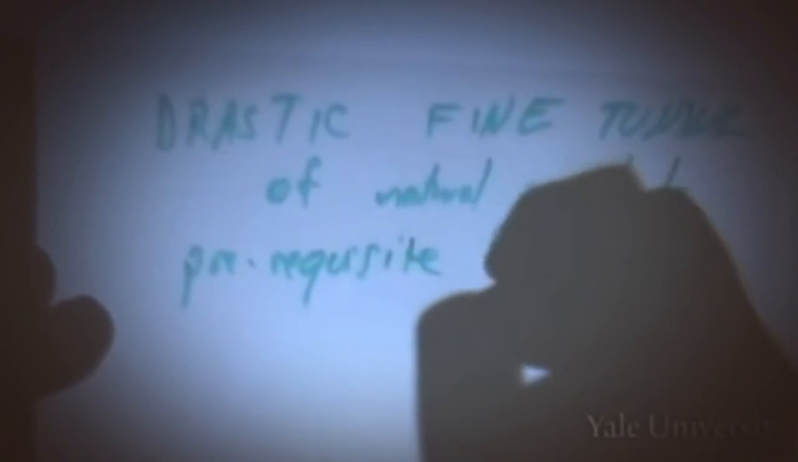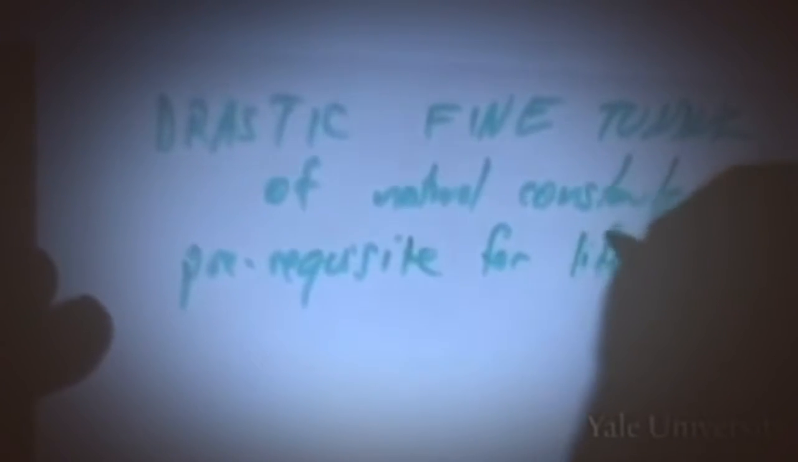So we have this odd situation in which it appears that drastic, really quite drastic fine-tuning of natural constants is a prerequisite for life. So not any set of constants will do. In fact, if you picked a random bunch of numbers for all these constants, almost certainly that would be a universe with no complexity in it at all.